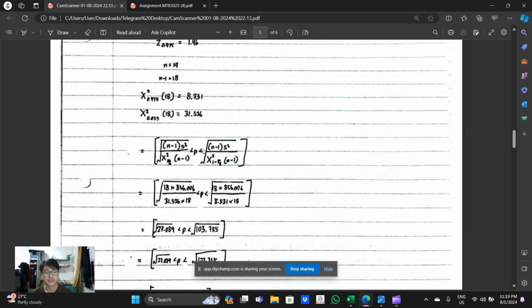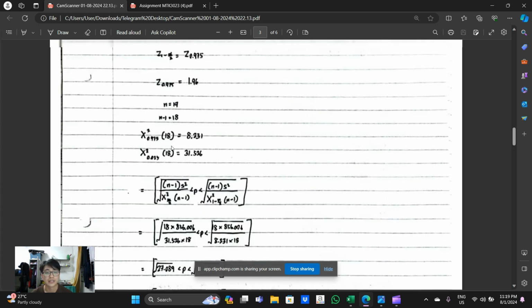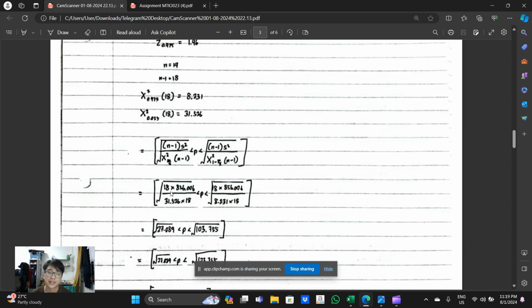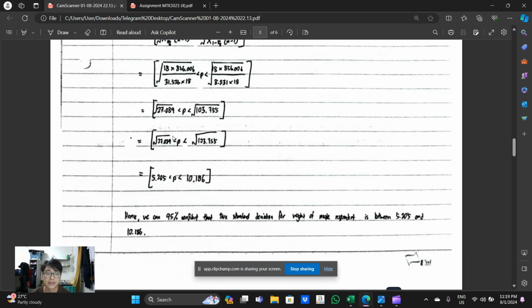This is the formula used for this question, where n minus 1 is required. So here I minus the sample by 1, and then I sub in directly. In addition, I also find the standard deviation by the Excel table. So I submit everything, and then last but not least, we get 5.205 and also 10.186. Hence, we can be 95% confident that the true standard deviation for weight of male respondent is between 5.205 and 10.186.